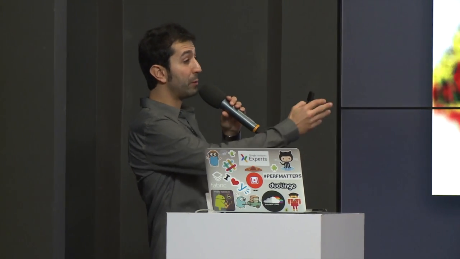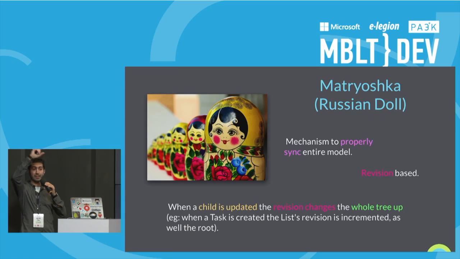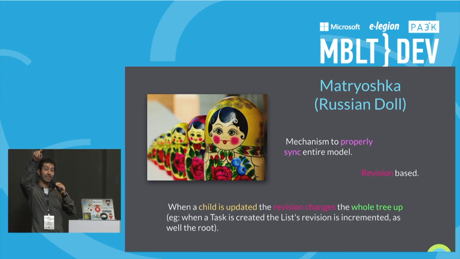So all our models are revision-based. Like a version control system, like Git, like Mercurial, all objects there have a revision. They have a revision ID. So every time a child is updated, the revision changes the whole tree up. So in Wunderlist, we have a tree of different objects. There is the root, that is the father of everything, no? It's like God. And then we have a list, and then the list has tasks, and then a task has subtasks.